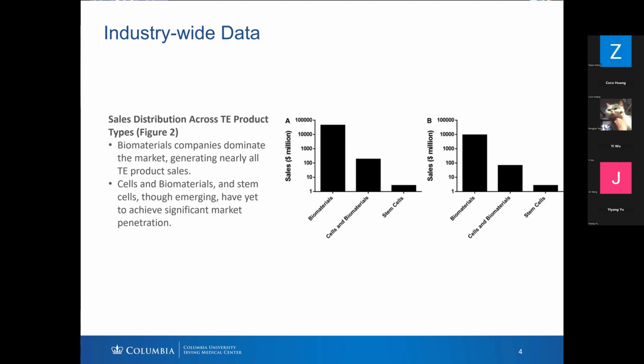And so we can see from the graphs that figure 2 presents the sales distribution across different TE product types, with biomaterials-based companies clearly dominating the market, which really means that they are using proteins and growth factors to induce the growth of certain cell types on an artificial construct. And this trend highlights the maturity and established demand for biomaterials in the industry versus cells and biomaterials, which really means that you're trying to generate cells from scratch. Stem cells, as the name suggests, these industries are still emerging with less market impact so far.